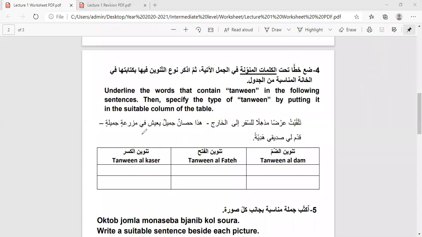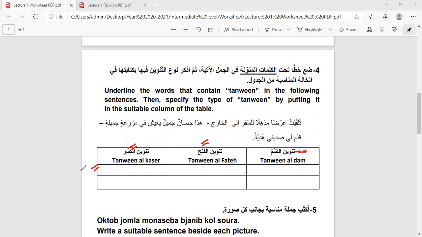Now, underline the words that contain tanween in the following sentences, then specify the type of tanween by putting it in the suitable column on the table, okay? We said we have 3 types of tanween. Tanween al-dam, this is tanween al-dam, okay? Tanween al-fatah. Tanween al-kasr, below the letter. Tanween al-fatah, above the letter. Tanween al-dam, it's above the letter. This is made of 2 dammas, this is made of 2 fathas, and this is made of 2 kasras.